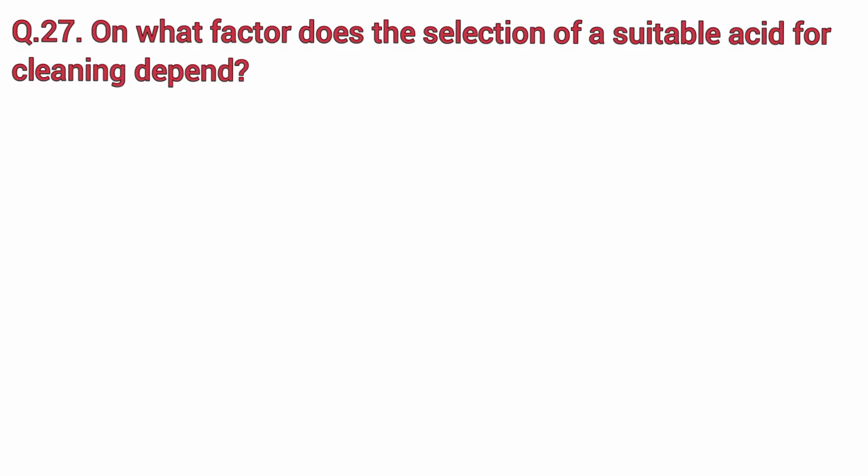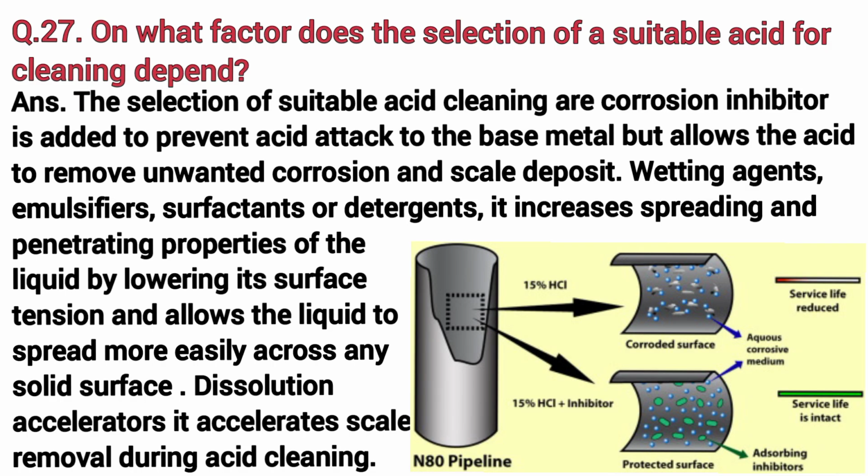On what factor does the selection of a suitable acid for cleaning depend? Corrosion inhibitor is added to prevent acid attack on the base metal but allows the acid to remove unwanted corrosion and scale deposit. Wetting agents, emulsifiers, surfactants or detergents increase the spreading and penetrating properties of the liquid by lowering its surface tension and allow the liquid to spread more easily across any solid surface. Dissolution accelerators accelerate scale removal during acid cleaning.